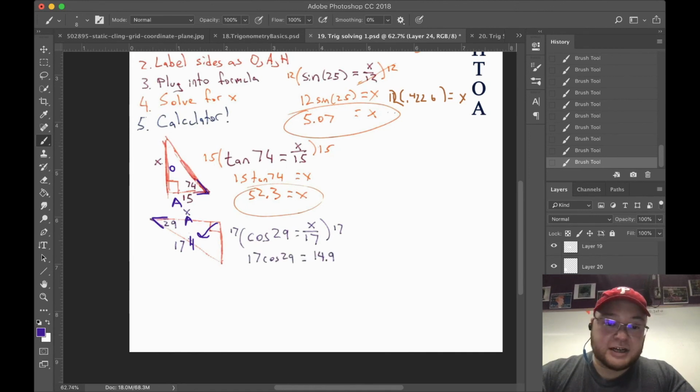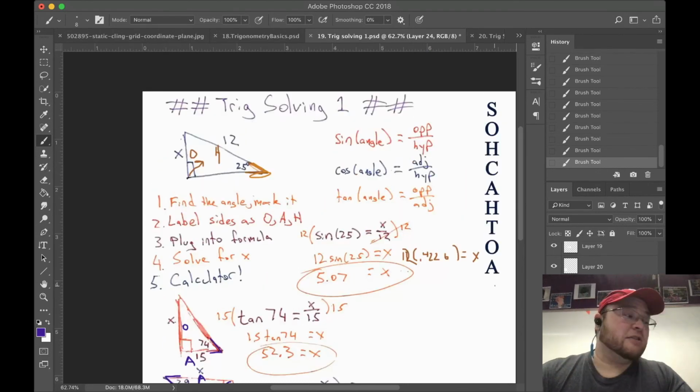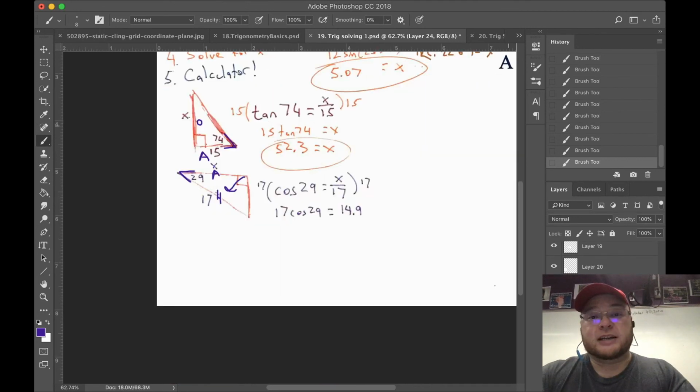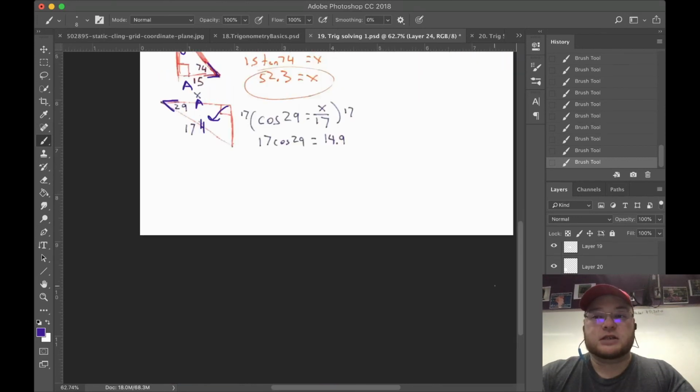17 cosine 29 into a calculator gives 14.9 as your answer. If you have a different calculator than the one I'm using, we might have to look at it, because all calculators are different. Okay, and that is trig solving number 1.